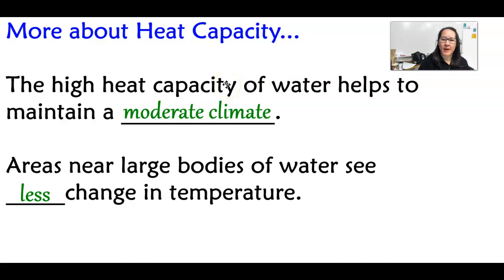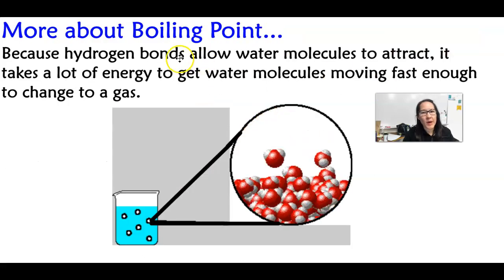So more about heat capacity. The high heat capacity of water helps to maintain a moderate climate. Areas near large bodies of water will see a smaller change in temperature. So living near the Gulf or by a large body of water, the water absorbs the heat and keeps the temperature pretty steady. More about boiling point.